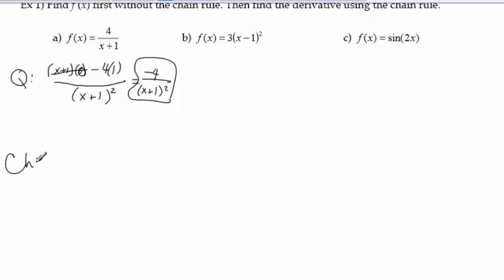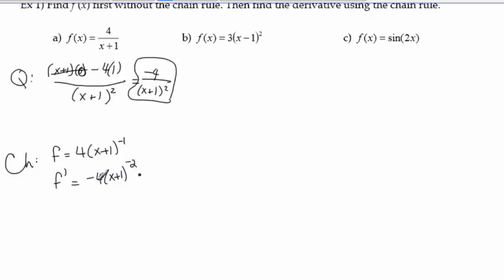So if we do the chain rule here, we're going to first think about f as 4 times x plus 1 to the negative 1. That means f prime is going to be the derivative of the outside. This negative 1 is the thing that's happening on the outside. So the derivative of something to the negative 1 is bring down the power, reduce it by 1, then we're going to multiply by the derivative of the inside.